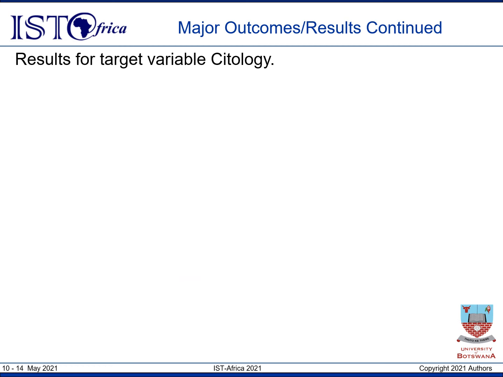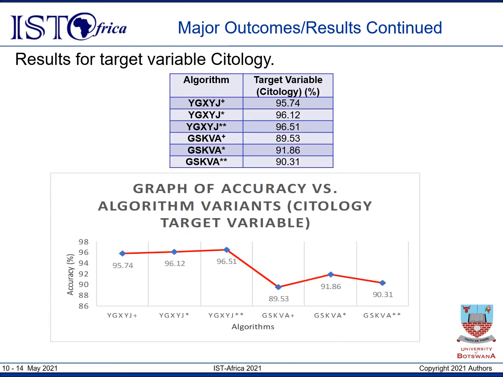For the target variable cytology, we notice that for algorithm YGXYJ, the variant YGXYJ** obtains the highest classification accuracy at 96.51%. This is the same as the experiment we conducted before with the target variable biopsy. Now this variant also utilizes median substitution for data imputation. Now for the algorithm GSKVA, we notice that the variant GSKVA*, which utilizes mode for data imputation, obtains the highest classification accuracy at 91.86%.